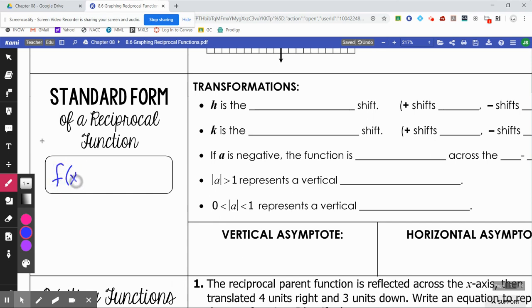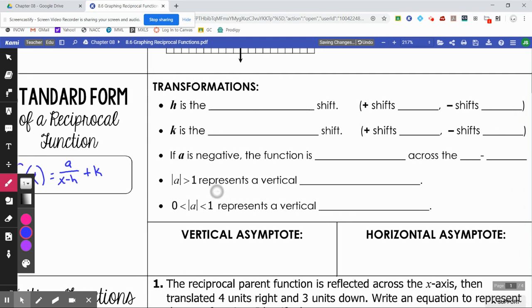Again, your parent function was 1 over x. However, if you multiply by a, it would change to this. And we know multiplication by fractions or by whole numbers will stretch or compress. So that would stretch or compress it. Then you could put a minus h on that x value, and that would move it right or left. And then you could add a k on the end, and that's going to move it up and down.